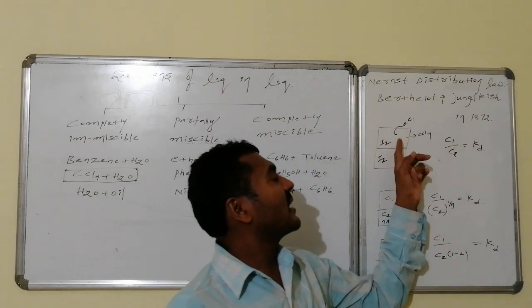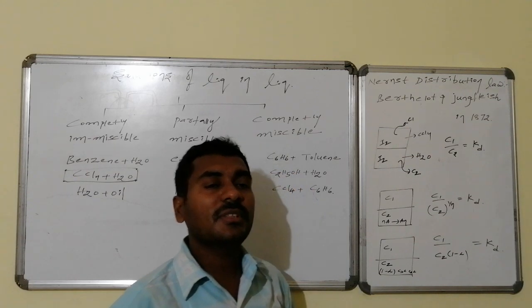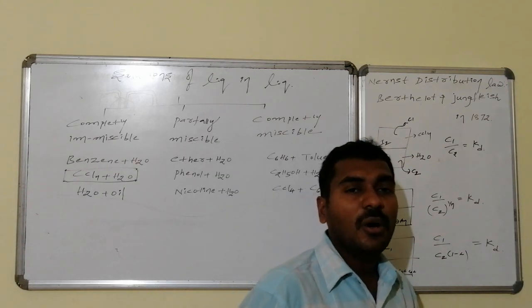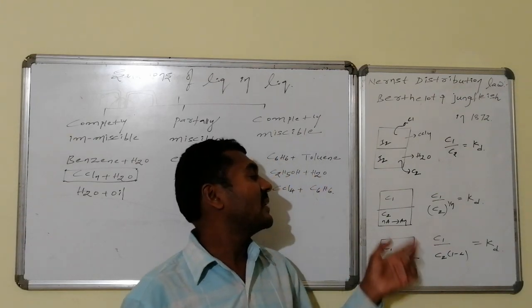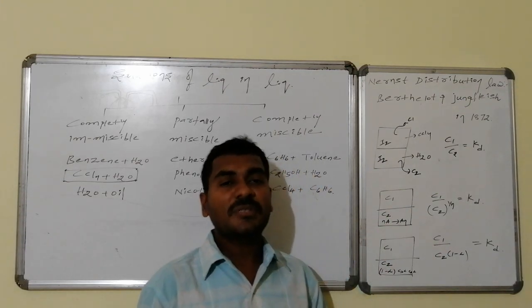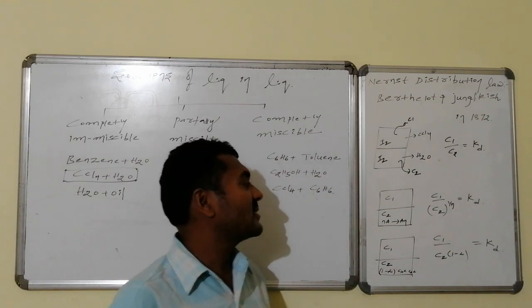Here neither iodine undergoes any association or any dissociation or any reaction with the solvent. Suppose out of two partially immiscible liquids, if any association occurs, in that case how is the distribution coefficient present, let us see.